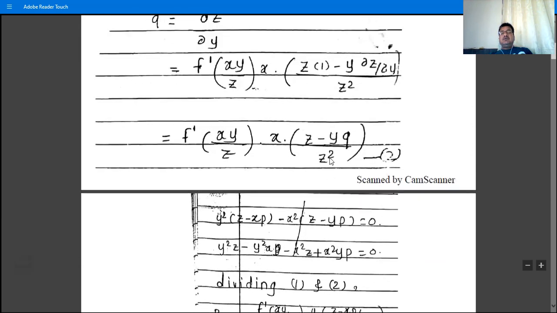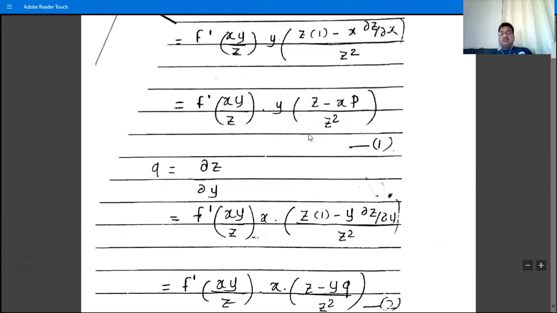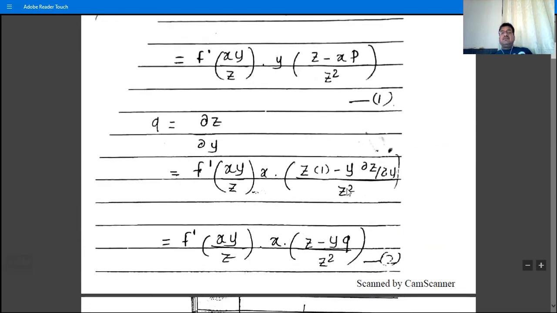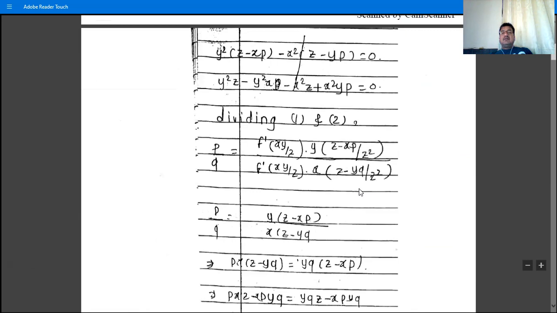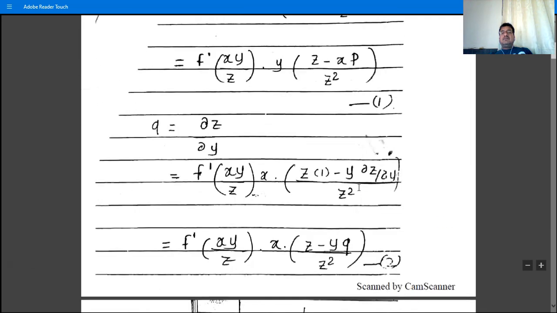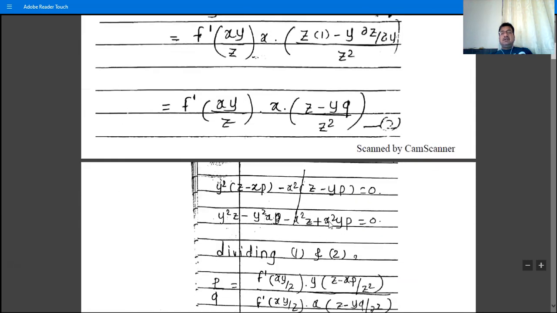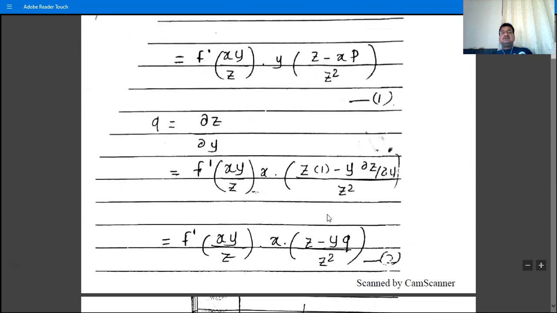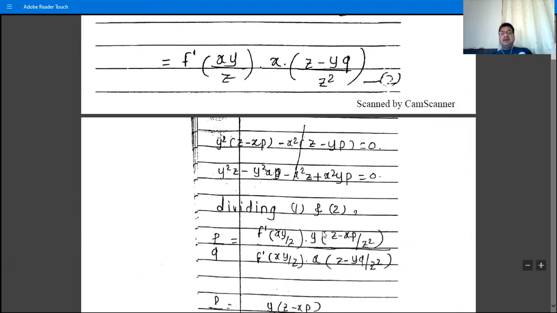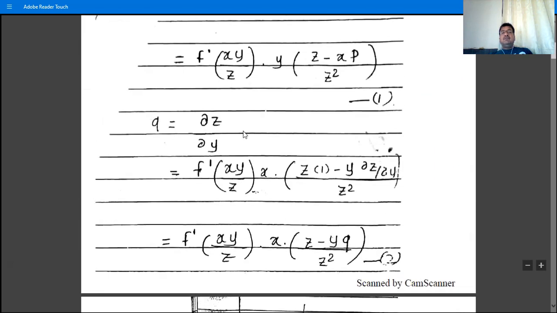So if you observe the RHS of equation number 1 and 2, we have to eliminate this f dash or f. So dividing 1 and 2, just divide 1 and 2, we have p by q is equal to. So how can we eliminate this small f or capital F, that function, from 1 and 2?